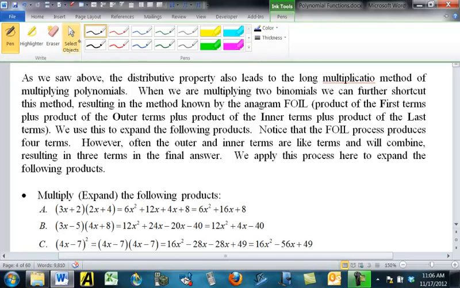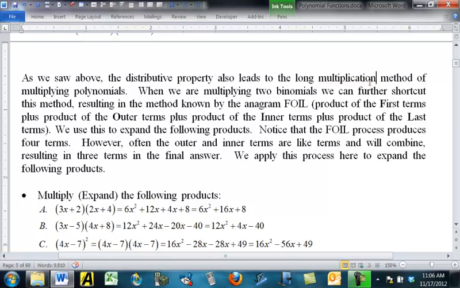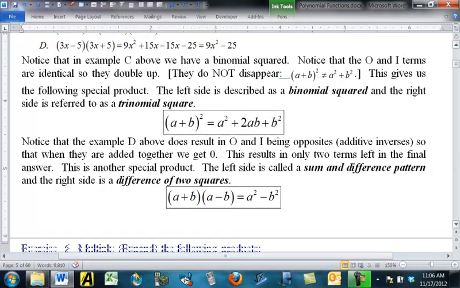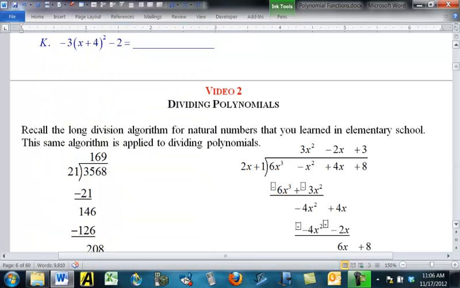Okay, so the same long multiplication algorithm, or the algorithm that we use for multiplication of natural numbers, is basically the same for multiplying polynomials. This talks about FOIL, which we covered in our quadratic video as well. And then we talk about a trinomial square. So those are special products, and this is using some of those special shortcuts. So we'll come back in our next video and talk a little bit about dividing polynomials.